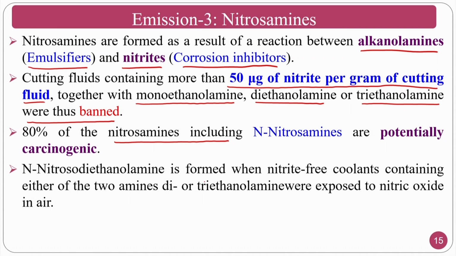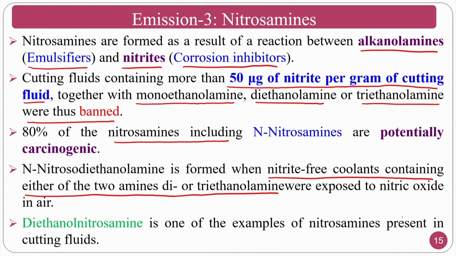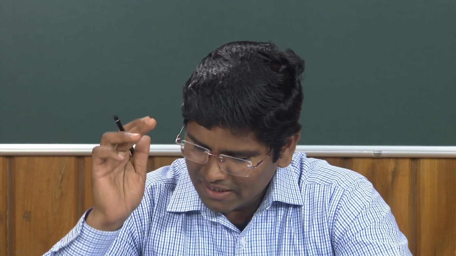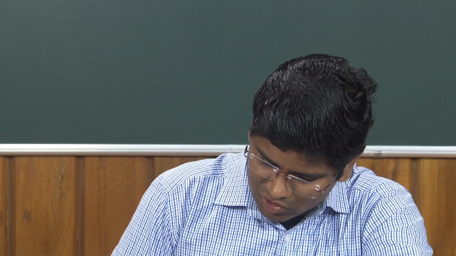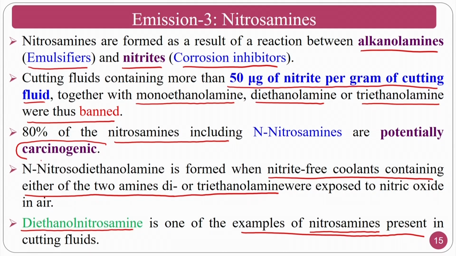N-Nitrosodiethanolamine is formed when a nitrite-free coolant containing either of the two amines, that is di- or triethanolamine, is exposed to nitric oxide in the air. Diethanol nitrosamine is one example of nitrosamines present in cutting fluid. This is carcinogenic. That means if it enters into the human body, that is the operator's body, it causes cancer.